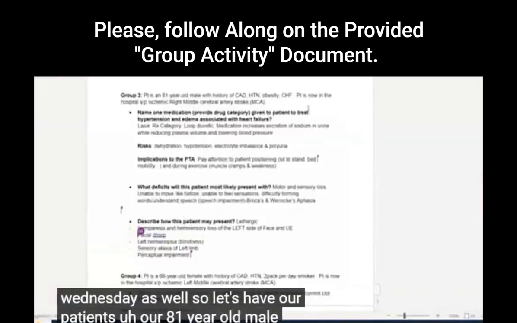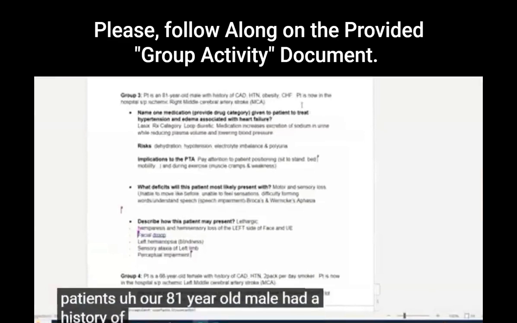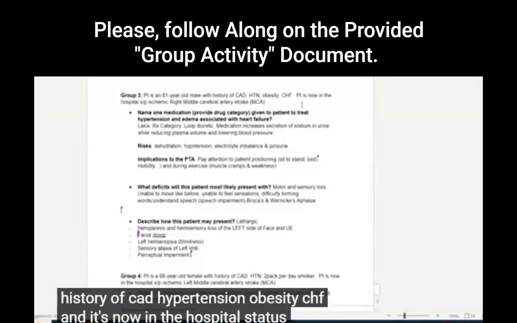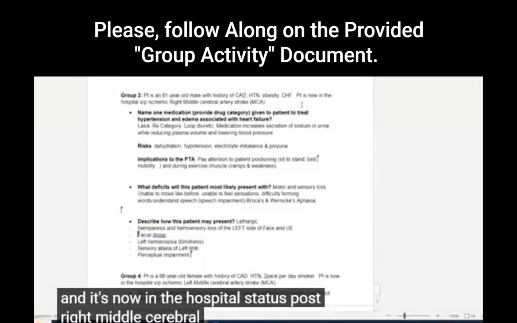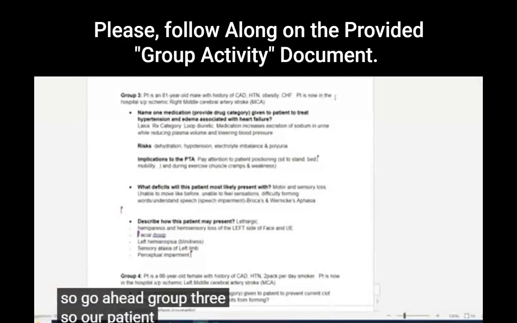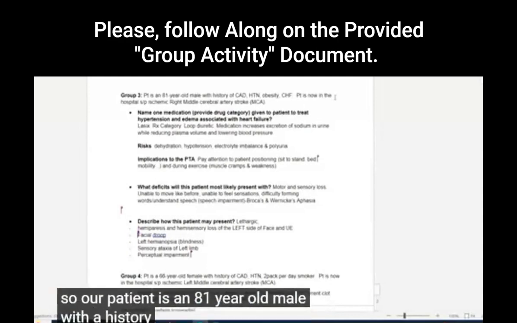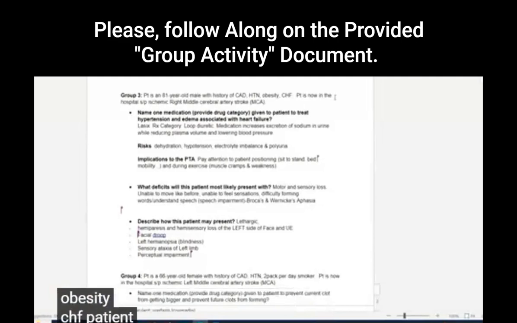Our 81-year-old male had a history of CAD, hypertension, obesity, CHF, and is now in the hospital, status post right middle cerebral artery stroke. So our patient is an 81-year-old male with a history of CAD, hypertension, obesity, CHF. Patient is now in the hospital.